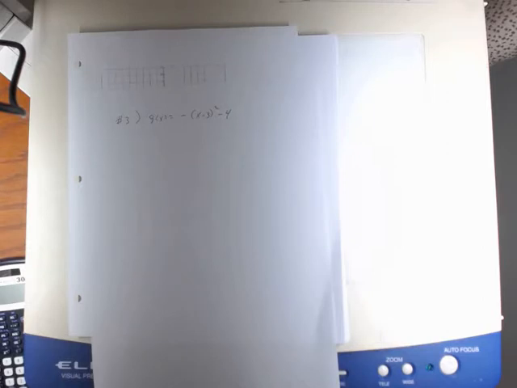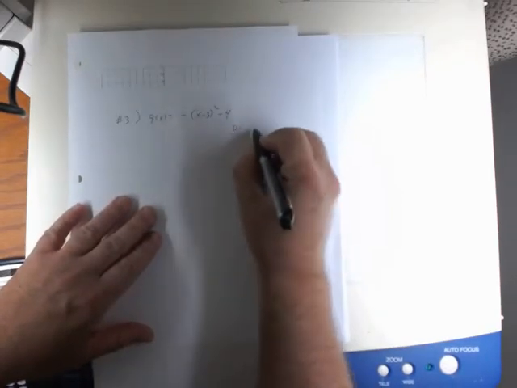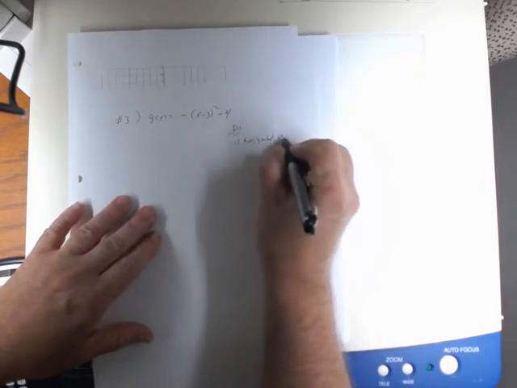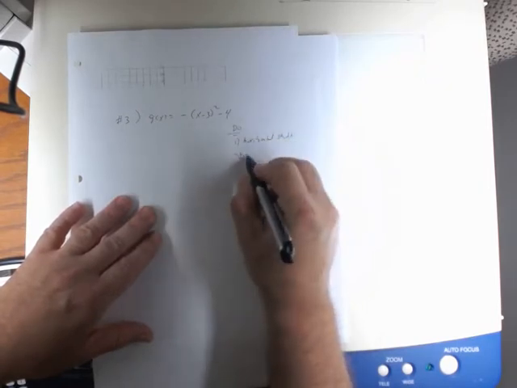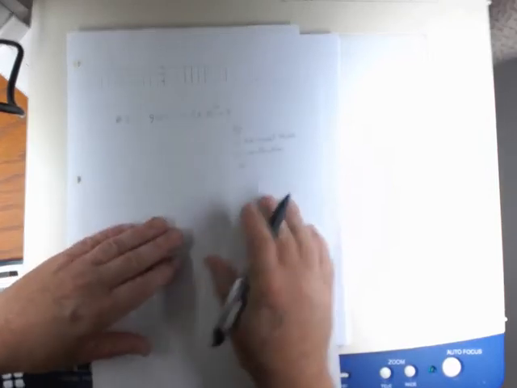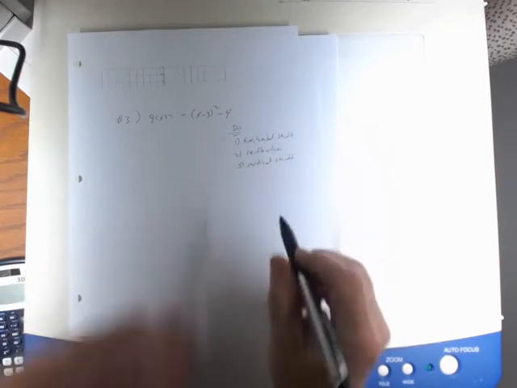Now, the order in which you do the transformations is this. You have to do a horizontal shift first. The second one is the reflection. And you always do the vertical shift last. If you did the vertical shift first, you would get a different graph than what this really is. So you must do it in that order.